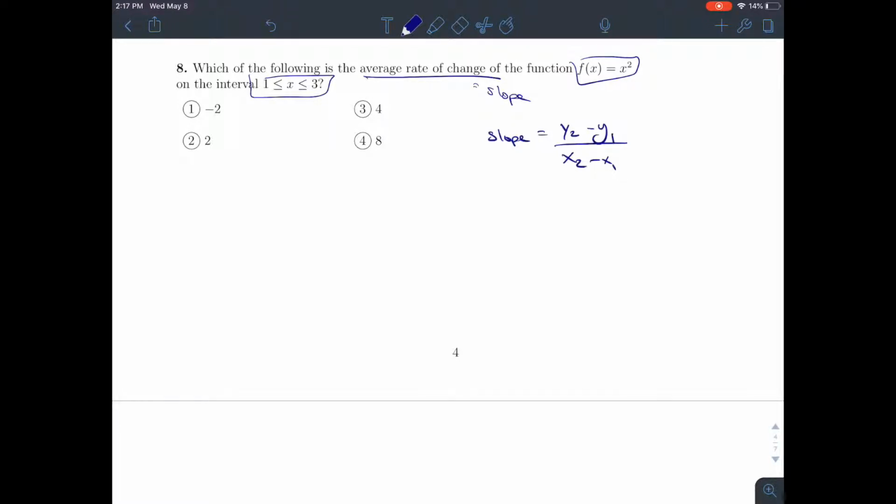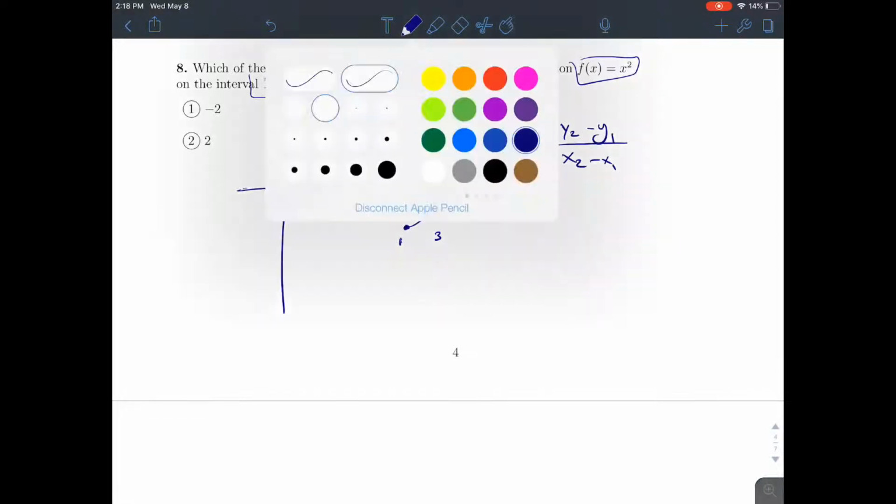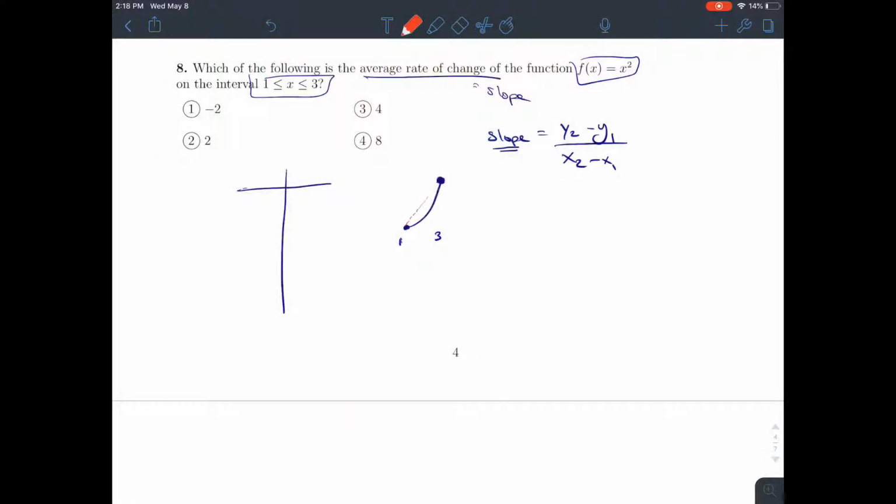So in order to use this formula to compute the slope, we need to find some values. Because we want the average rate of change from x equals 1 to x equals 3, what we're really looking for is the slope of the line connecting these 2 points. So the x values that we're considering are the ends of our interval, from 1 to 3. The y values we'll need to compute. To find the y values, we plug in the x values.